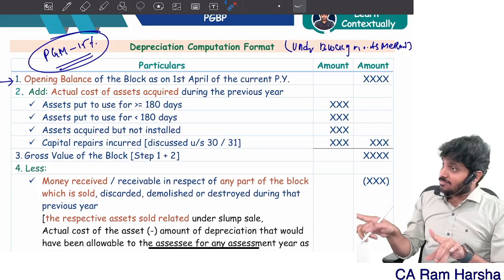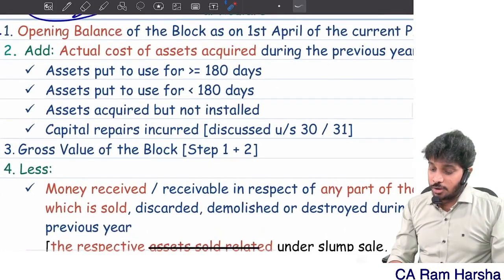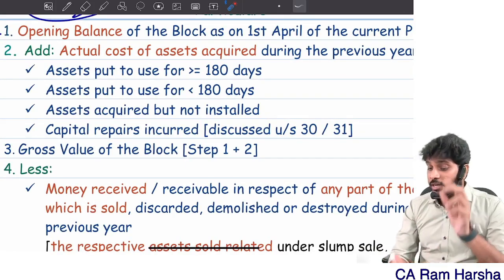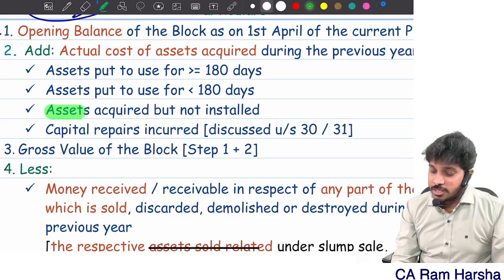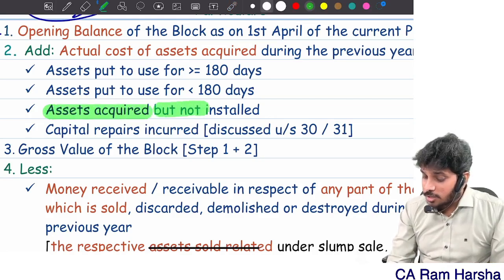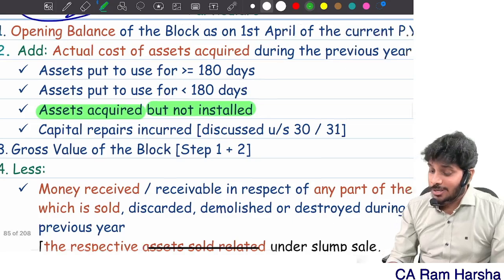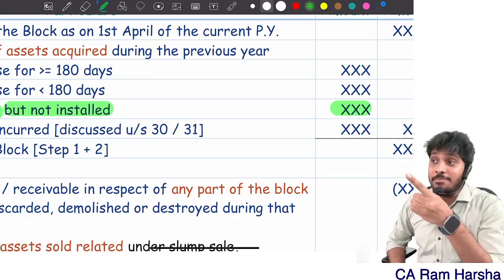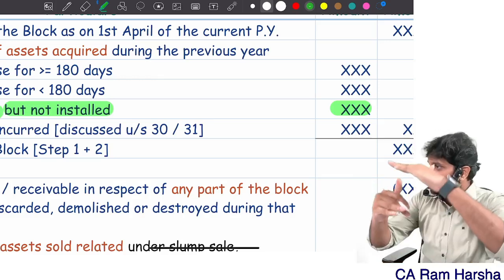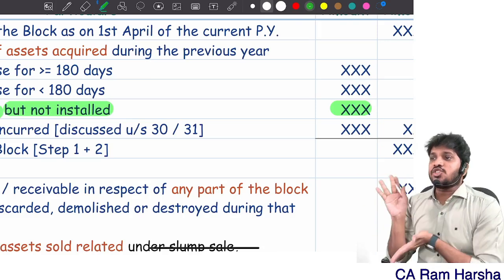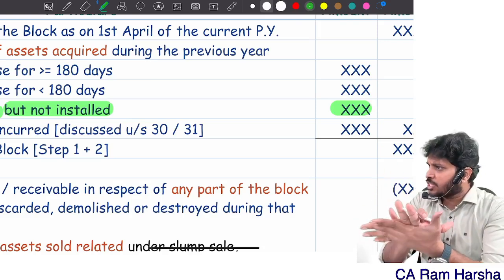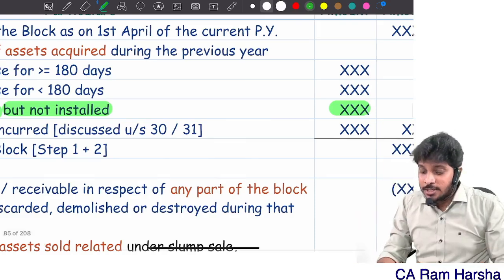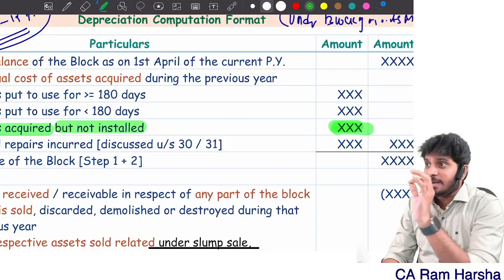Sir, if additions, divide them into 4 parts. Sir, an asset is acquired but not installed. Keep that value. We'll keep the value but we do not claim. Exactly, we will add it in the block. The only reason is we didn't install it, but the asset is purchased at a rate belonging to this block. Do we purchase an asset? Yes, but we have not yet installed it. So for assets purchased but not installed, keep a separate value.